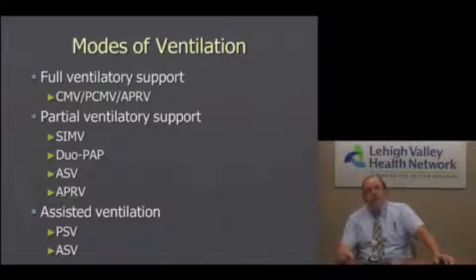When we look at full ventilatory support, these are the types of modes we're looking at: controlled mandatory ventilation, CMV, pressure controlled mandatory ventilation, PCMV, or something called airway pressure release ventilation, APRV. Then there's an array of partial ventilatory support modes: SIMV, synchronized intermittent mandatory ventilation, dual PAP, which is a friendlier way of delivering pressure control, adaptive support ventilation, ASV, and APRV. Then we have assisted ventilation: pressure support and ASV. So you can see some of these modes cross-cut different categories. They can be used for a large array of patient populations.